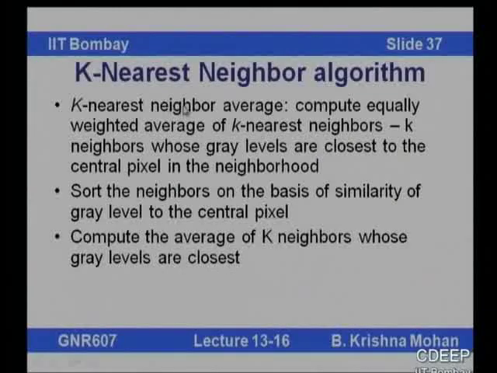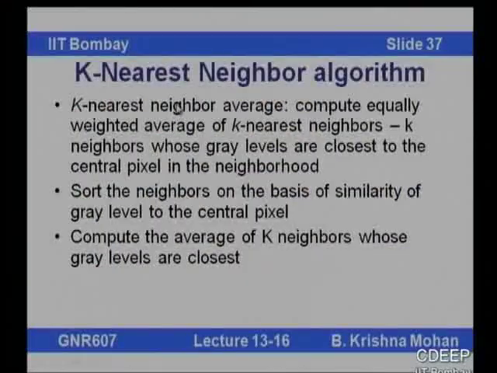So another method is k nearest neighbor average. This is again pretty similar to the sigma filter or gradient inverse filter. With respect to the central pixel, we look for the k most similar neighboring pixels and limit the average to only those. So instead of computing the local variance and looking for those neighboring pixels whose intensities are within, say, some c times that standard deviation from the central pixel, which requires a lot of computation, here what is done is, with respect to the central pixel, the most similar neighbors are selected.